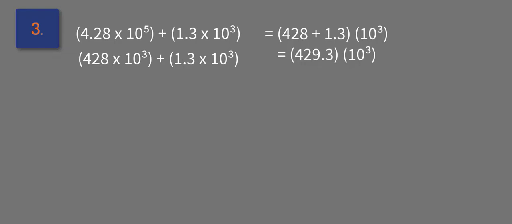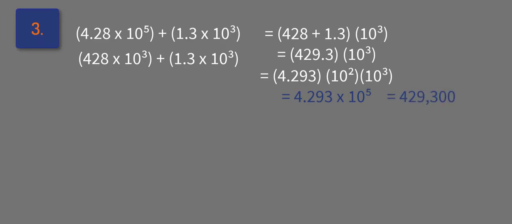Now we want to put this with only one digit, so 4.293 times, we moved it 2 places, so 10 squared times, we still have our 10 cubed, and then we'd add the exponents on the tens, so that equals 4.293 times 10 to the 5th. And again, if we write that out in standard form, that's going to equal 429,300.